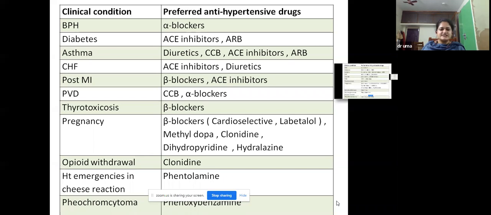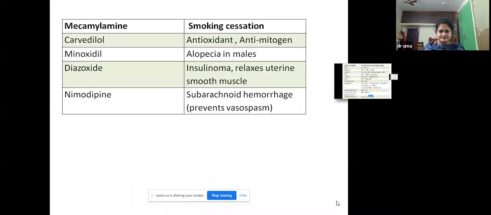In thyrotoxicosis, beta blockers. For pregnancy, labetalol is used, along with methyldopa, clonidine, dihydropyridines like nifedipine, and hydralazine. For opioid withdrawal, the drug is clonidine. For hypertensive emergencies in cheese reaction, it is phentolamine. For pheochromocytoma, it is phenoxybenzamine. Mecamylamine is a drug used in smoking cessation. Carvedilol has an antioxidant effect.